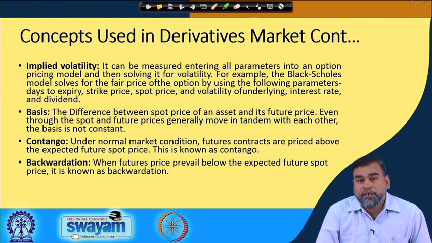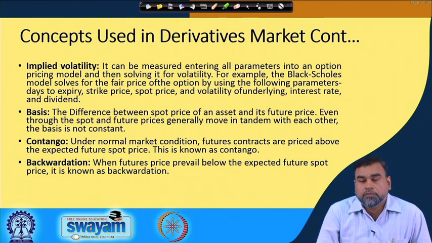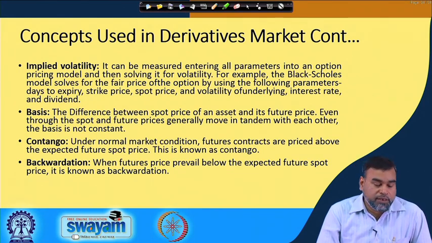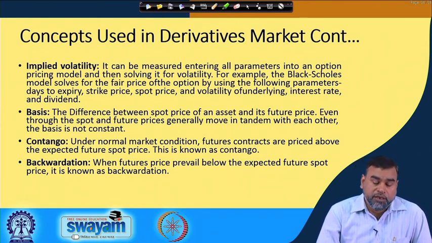Two or three things you have to keep in mind. First of all, in a normal market, the future price should be more than the spot price. If the future price is not more than the spot price, then there is backwardation. But the future price in the end should be equal to the expected future spot price. If the future price is not equal to the expected future spot price, then the concept of contango also comes into the picture. In the end it should be the same, but that does not happen.